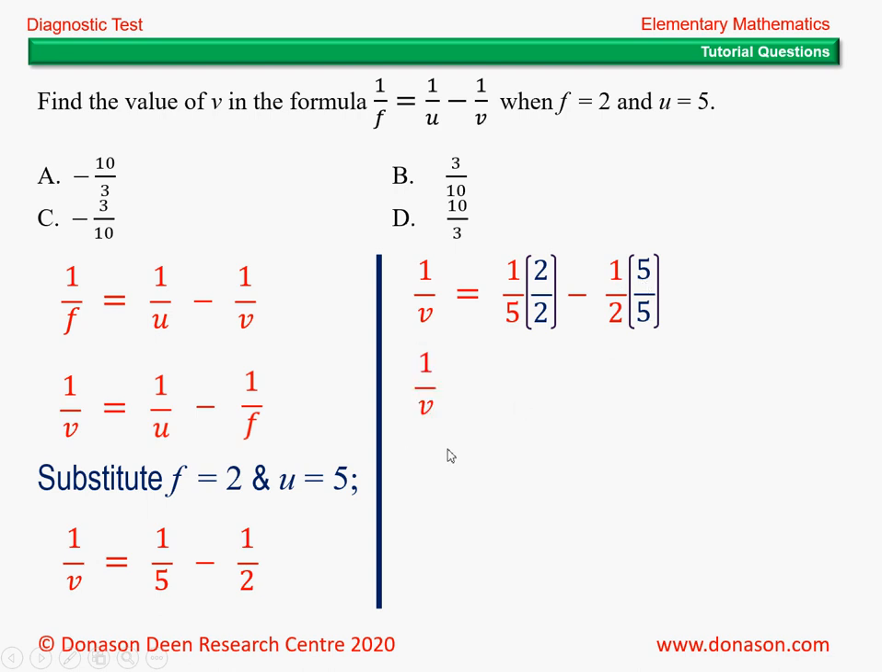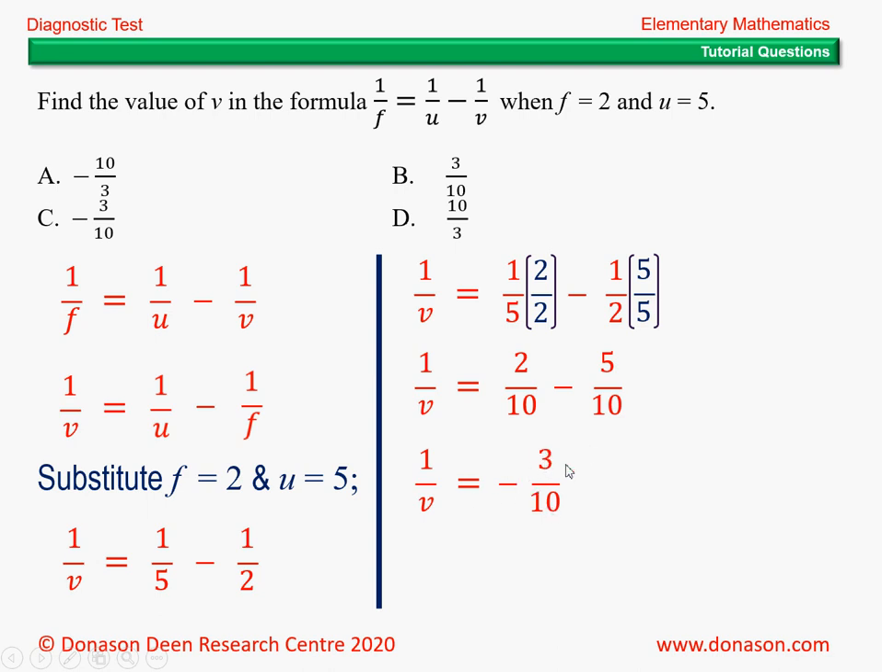Now we can simplify that. 1 times 2 for the numerator is 2, and the denominator is 5 times 2, that's 10, and the minus sign I just copied down. And we have 1 times 5, so the numerator is 5, and the denominator once again is 2 times 5, that's 10. Now it's easy to subtract: 2 over 10 minus 5 over 10. Of course, 2 is smaller than 5, so 2 minus 5 over 10 is going to be minus 3 over 10. So it's going to be a negative value.